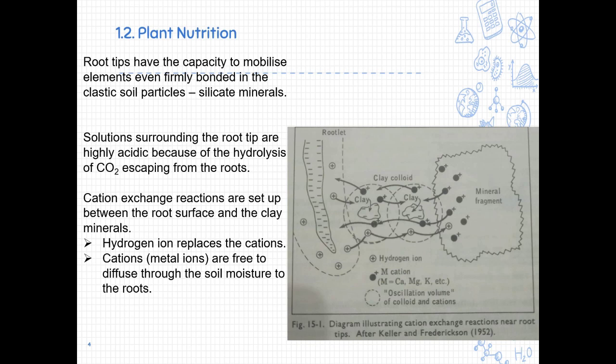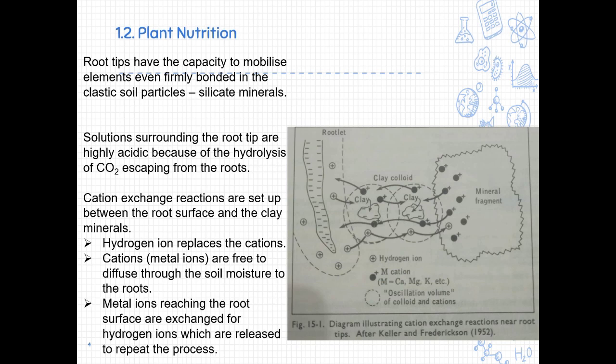These cations then become free and they diffuse through the soil moisture to the roots, where they again exchange with the hydrogen ion. And this hydrogen ion release is again used for replacing the metal ion in the clay particle. So this process keeps on continuing. So by this process, plants not only sample the ions which are readily available, but also those ions which are tightly bound in the clastic soil particles, which are the silicate minerals. Okay.